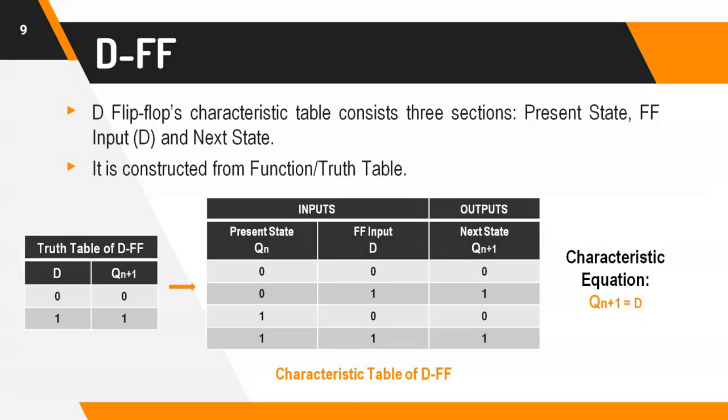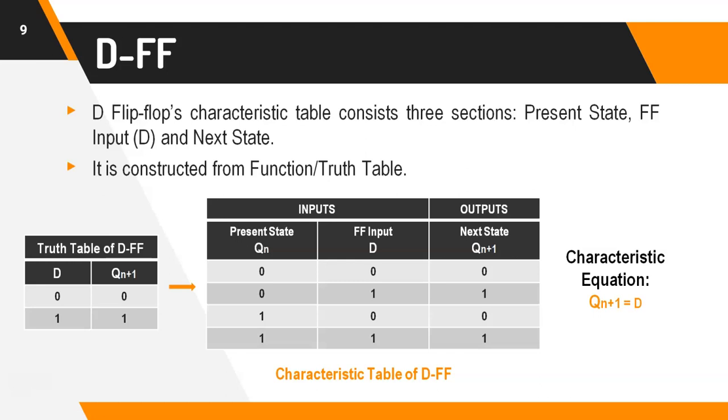Now, let's see about the characteristics table of D flip-flop, which has 3 sections. Those are present state, flip-flop inputs, and next state. Actually, this table is constructed from the function table, which we have seen earlier. Here we have 2 inputs, Qn and D. So we will have just 4 input combinations. Those are 0 0, 0 1, 1 0, and 1 1.